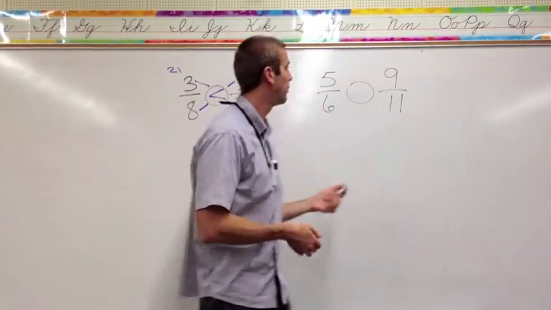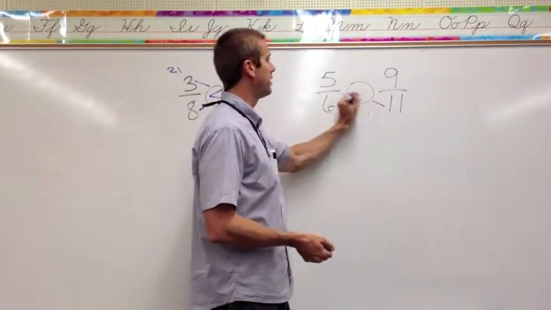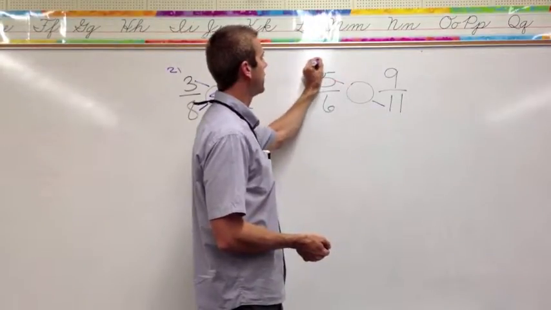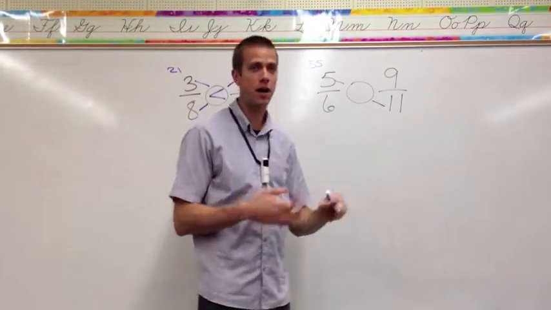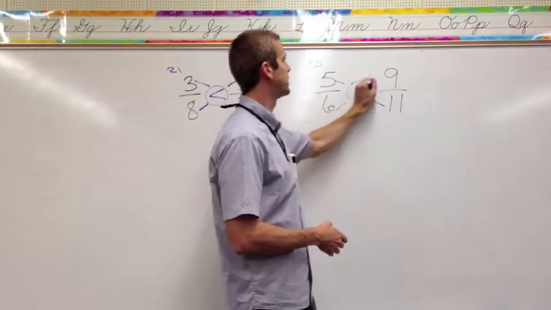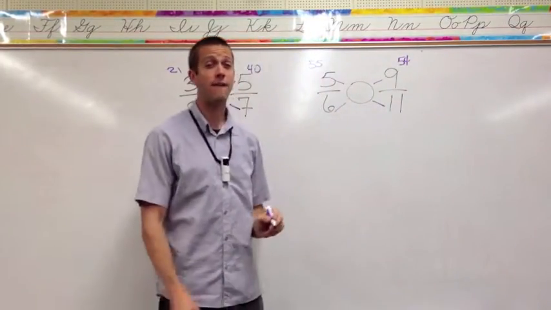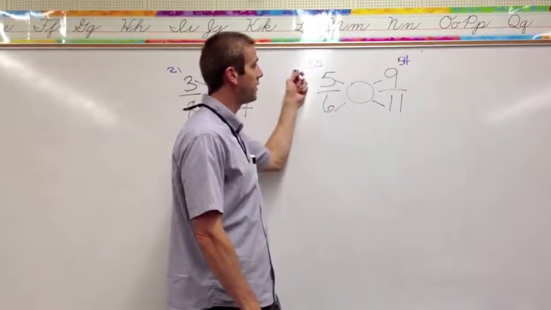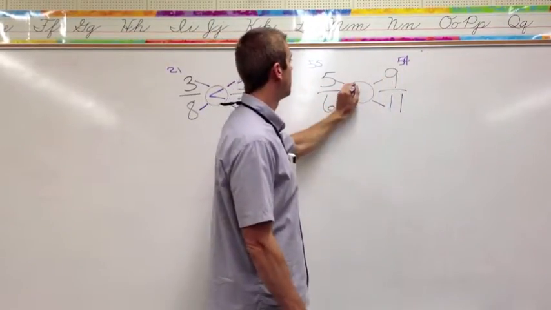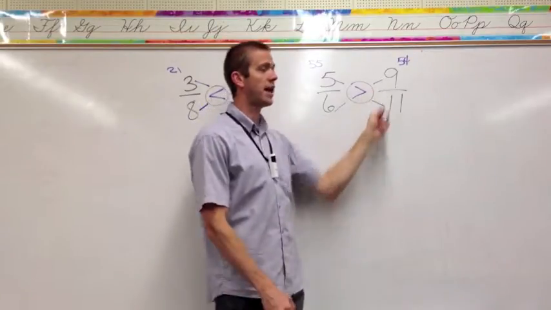Let's try that technique one more time. 11 times 5 is 55. See how I just multiplied the corners, the opposite ends? 6 times 9 is 54. Wow, these fractions are very close, but 55 is greater than 54, so 5/6 is greater than 9/11.